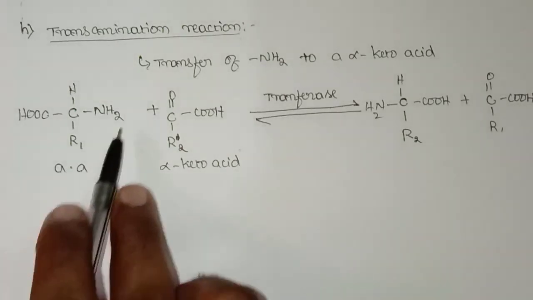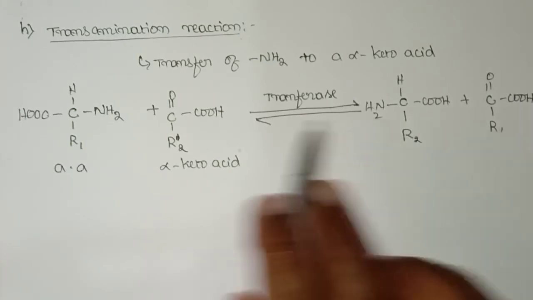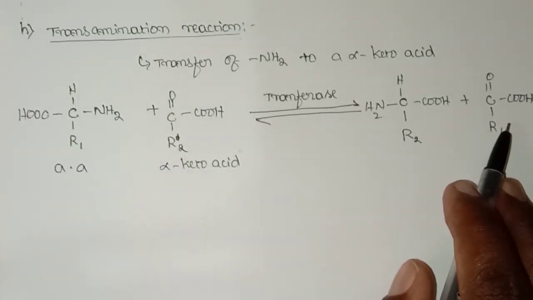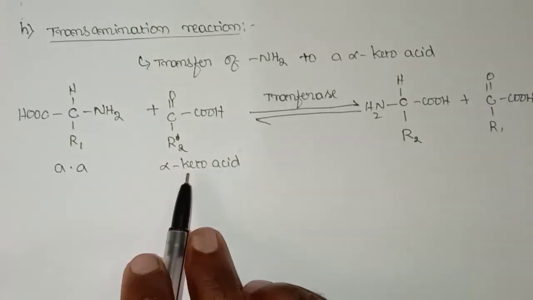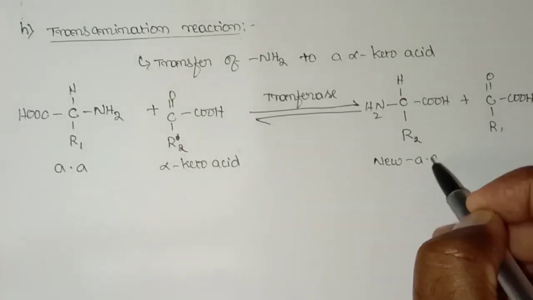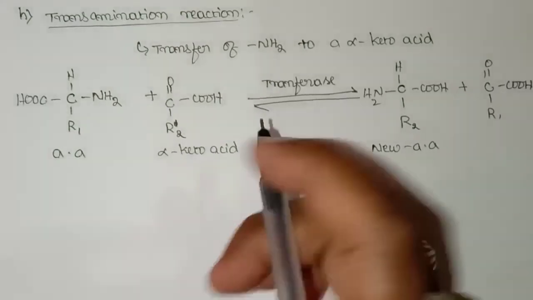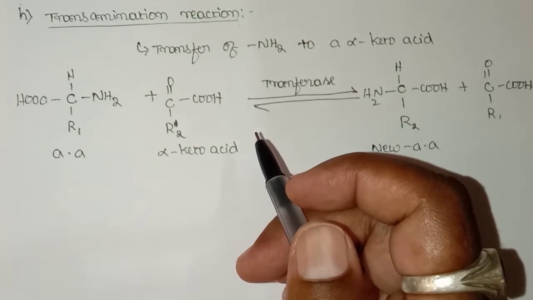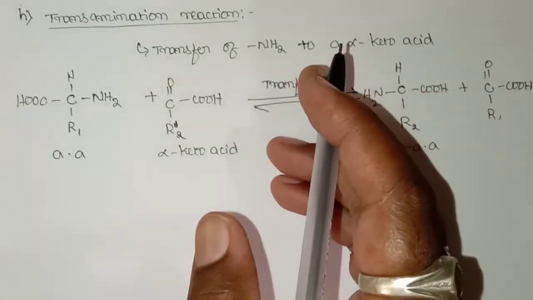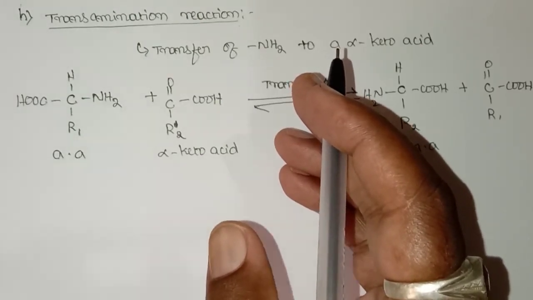You can observe that in the amino acid the side chain was R1, but here in the product the side chain is R2, and in the alpha keto acid the alkyl group was R2, but here it is R1. In the sense, when one amino acid is made to react with an alpha keto acid, that results in the formation of a new amino acid and the corresponding alpha keto acid. This is a very important reaction. Whenever the system requires a particular amino acid, oxidative deamination and transamination will occur very rapidly to supply the needed amino acid for the synthesis of protein.